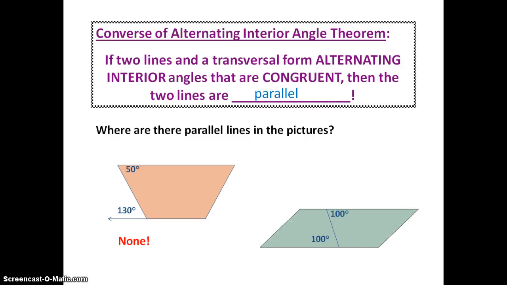The next one, I see two alternate interior angles. Here's my transversal, and here are my two potential parallel lines. Since my alternate interior angles are congruent, I can say that these two lines are parallel.